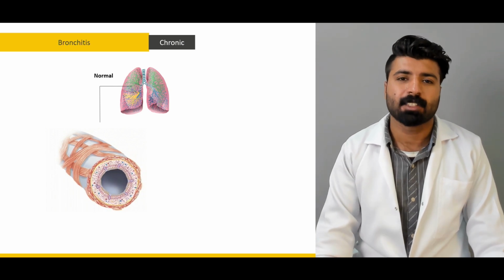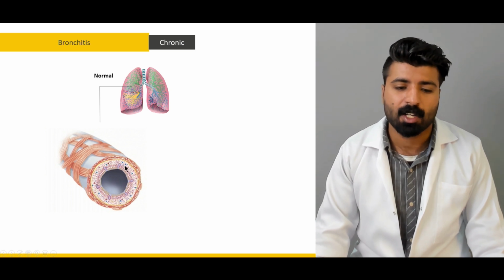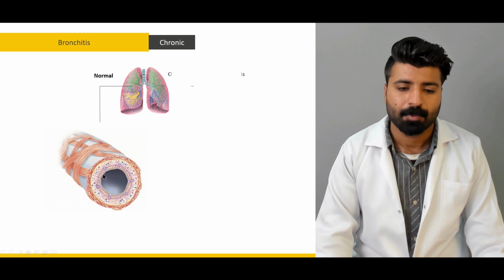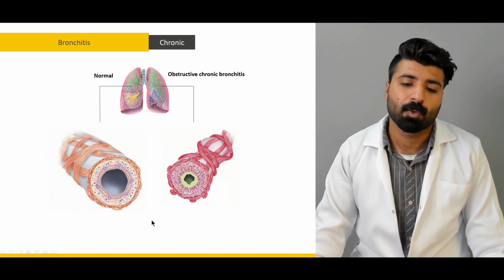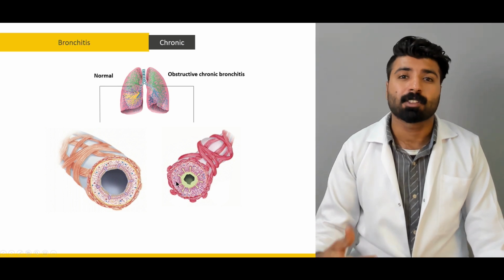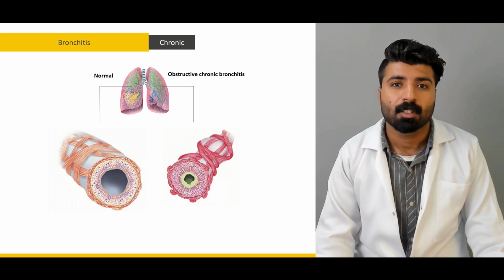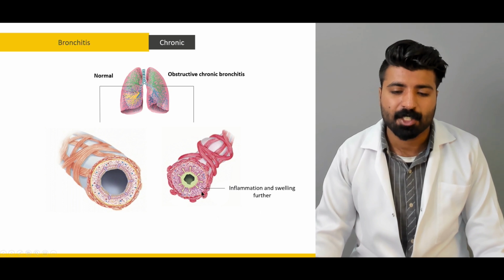So normally, this is how the bronchi look. It's layers of muscles and its lumen is large, and there are mast cells present. In obstructive chronic bronchitis, this is what we'll see: a large amount of mucus, small lumen, and a lot of cells because recurrent infection is happening. Inflammation and swelling, you can see inflammation and swelling is happening, these goblet cells, and then there's a lot of mucus around.